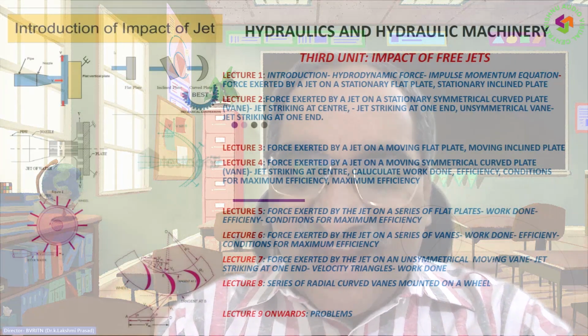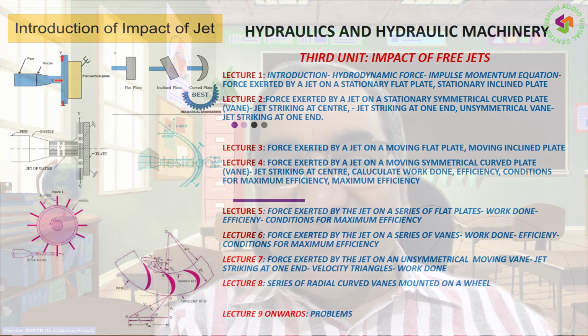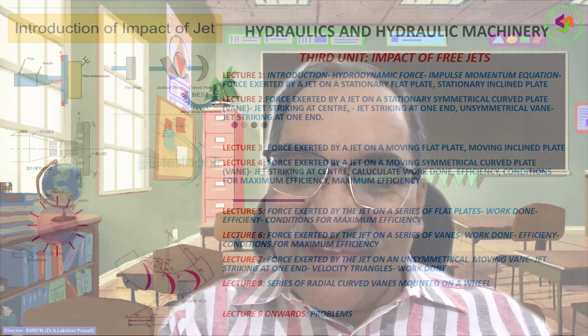In the impact of free jets, if you just recollect, fixed plate vane version is one, then moving single plate is version number two, and that portion we concluded with unsymmetrical vane where we have drawn the velocity triangles also. And we concluded that a single plate or vane moving is not practically feasible and that is not an application at all, and that leads to the series of plates or vanes mounted on a wheel.